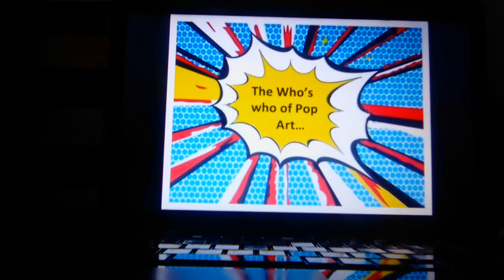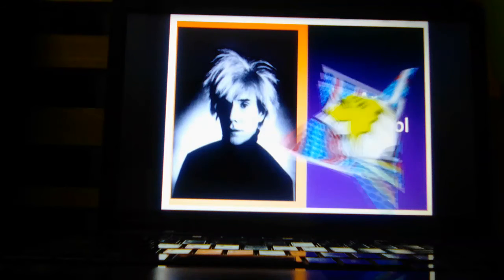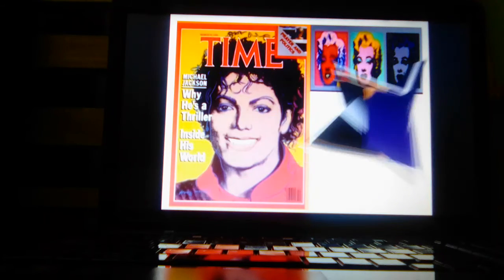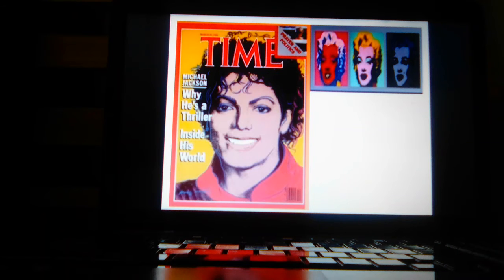The who's who of pop art. Andrew Warhol, popularly known as Andy Warhol, was the central figure of the American pop art movement. He became famous worldwide for his avant-garde pop paintings and screen printing. Andy Warhol used photographic silkscreening, a method of mass production, to create his paintings of assembly line objects and celebrities whom he thought were themselves mass produced.